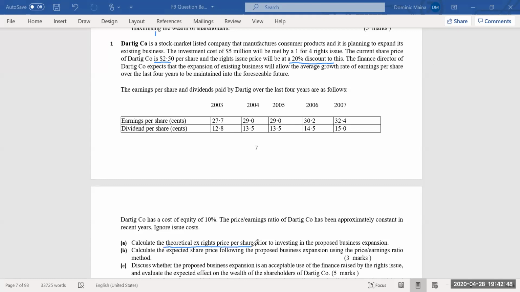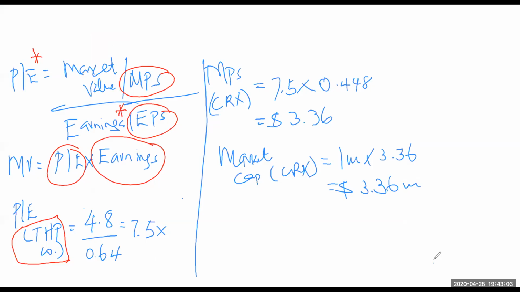If you go to our board here, theoretical ex-rights share price. Don't forget, it's a 1 for 4, so 1 new share for every 4 shares held. The first thing you need to get is the offer price. The offer price for this example is a 20% discount, therefore you pay 80% of the current share price.